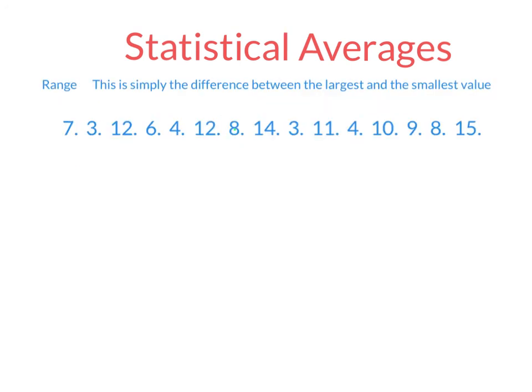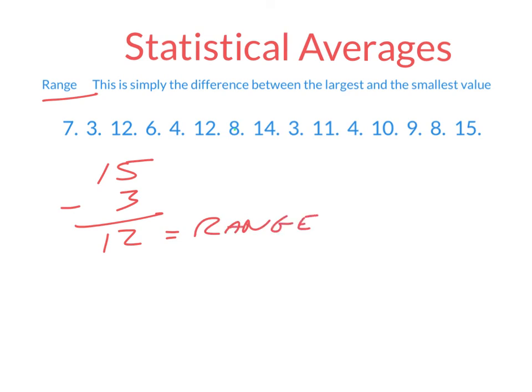The last thing I want to talk about today is the range. Now, the range is simply the difference between the largest and the smallest value. It's not an average in itself. So here, the biggest value we have in these numbers below is 15. And from that we take the smallest value, which is 3, and that gives us a range of 12. Okay, so it's as simple as that.